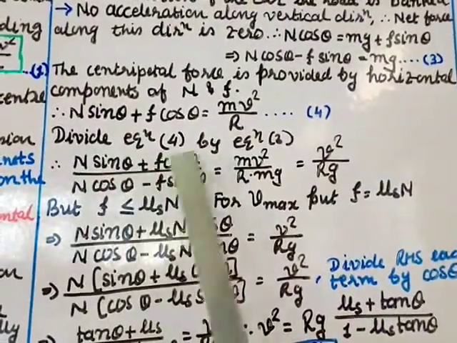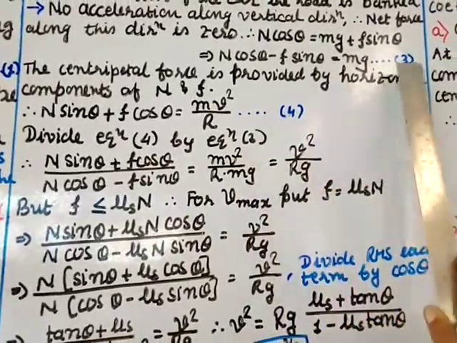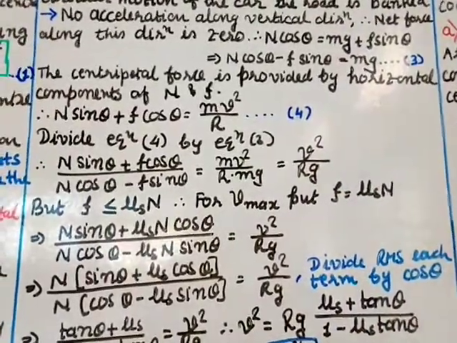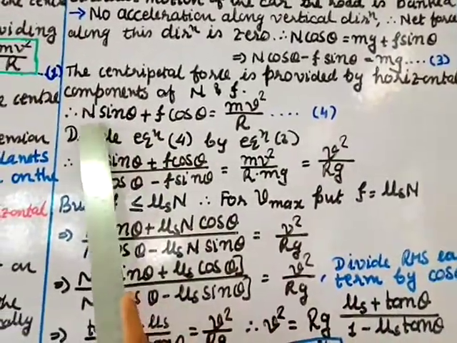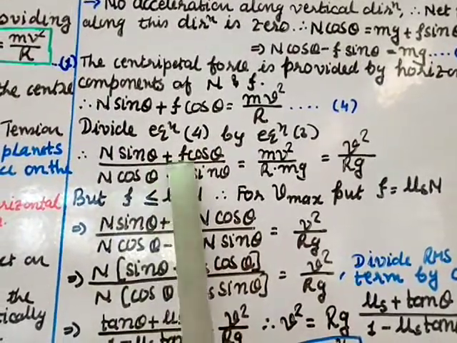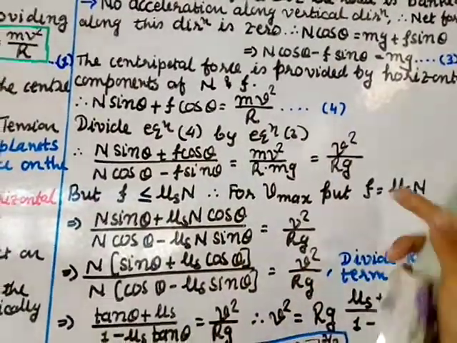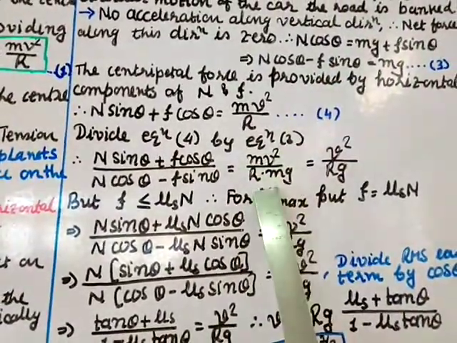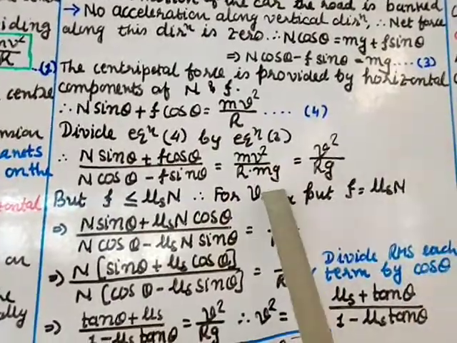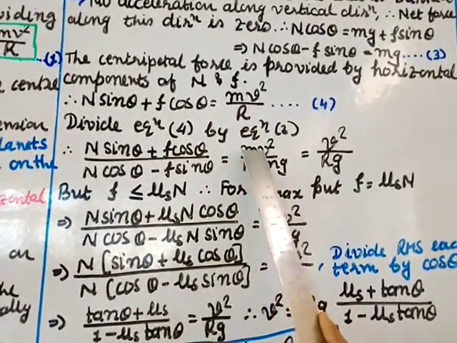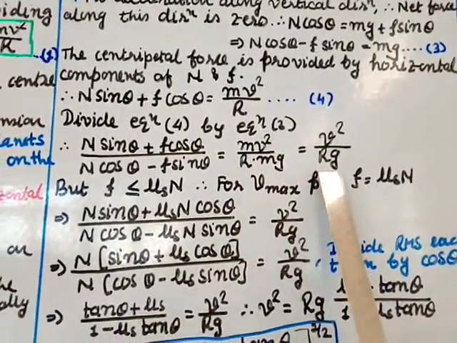Now divide equation 4 by equation 3. So left hand side and right hand side will be divided separately. Let us divide. First I'll write this, N sin theta plus F cos theta, divided by this side, N cos theta minus F sin theta, equals, now the right hand side, mv square by r divided by mg. Right, so m cancels, and what you get here is v square divided by rg.